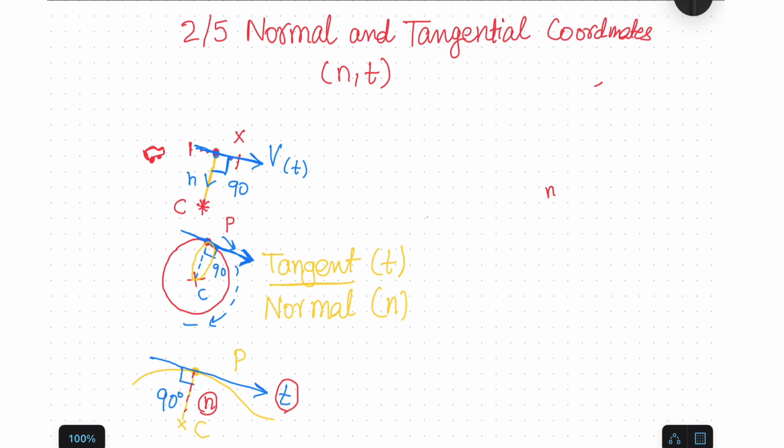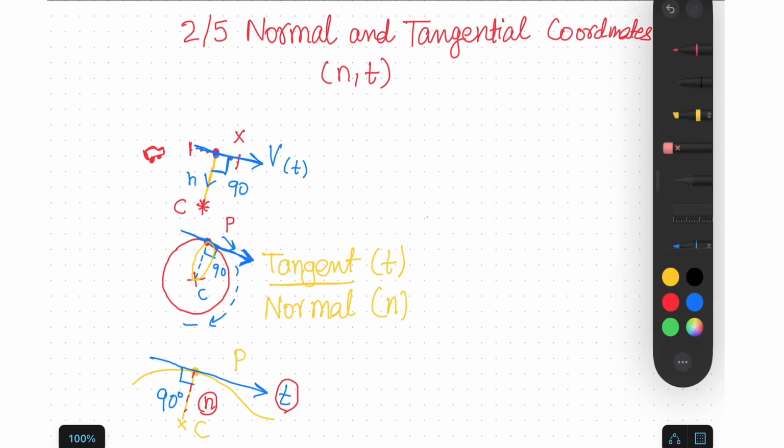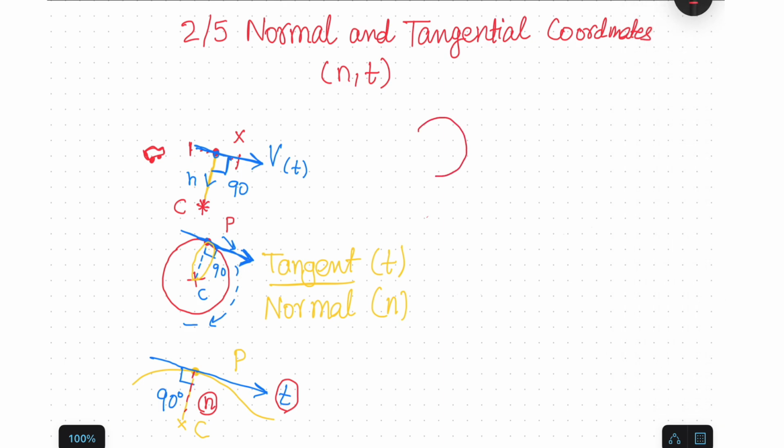The third concept I'm talking about is the curvilinear path. For example, this is a circle. You know that a circle has a center. If I ask you where is the center for this point P, you can easily say here is the center. If I ask you where is the center for this point M, you can say the center is the same. For point L, the center is the same.